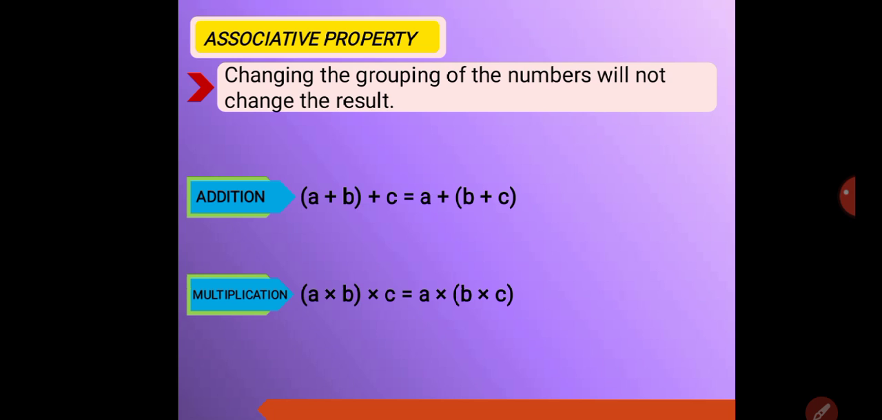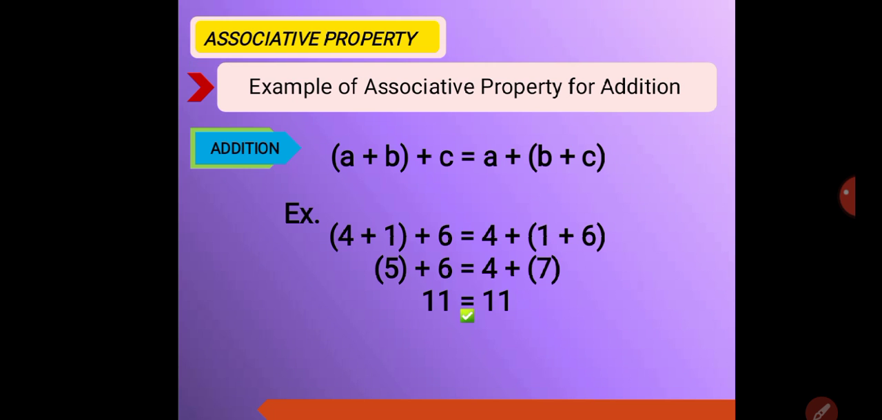So, associative property. Changing the groupings of the numbers will not change the result. Pasabot, bisan unsaon nimo pag-change sa grouping, ang iyahang result is the same ra gihapon. In addition, quantity a plus b, plus c is equal to a plus quantity b plus c. Multiplication, a times b times c is equal to a times quantity b times c. Examples of associative property for addition. A is 4, b is 1, c is 6.